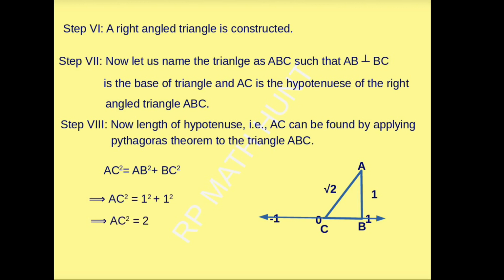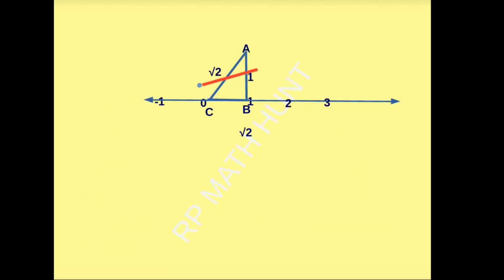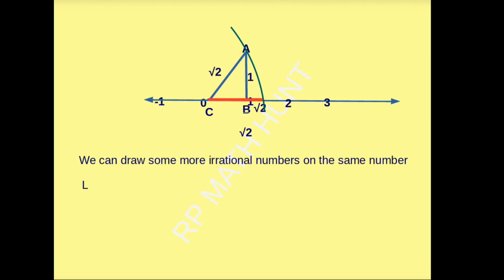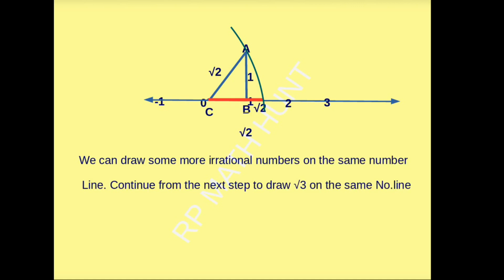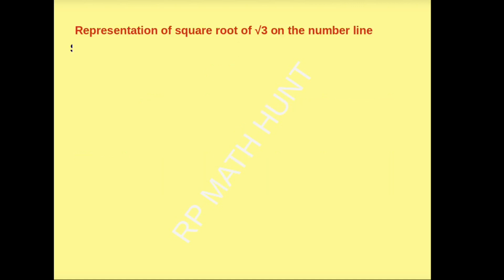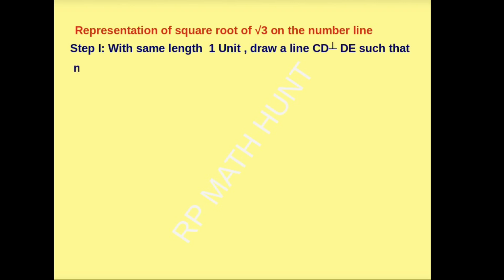Now represent root 2 on the number line. Yes, we can draw some more irrational numbers on the same number line. Continue with the next steps to draw root 3 on the same number line. Let us observe the steps. Step 1: With the same length of 1 unit, draw a line DE perpendicular to CD such that the line CD has a length of root 2 units and DE is 1 unit.